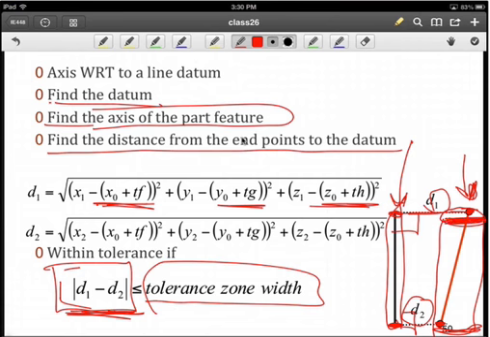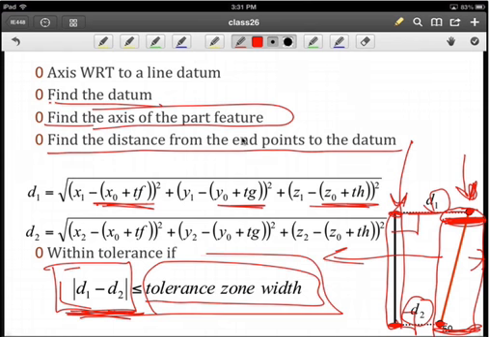and so we're comparing this difference between the top and the bottom with our tolerance zone. It doesn't matter where the tolerance zone is located, so we don't take into account the location of the tolerance zone when we determine this difference.